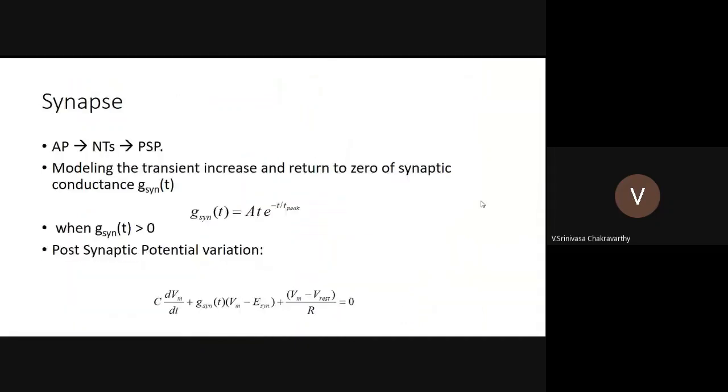The neurotransmitter affecting a conductance is modeled by this function. G_syn is the conductance, and basically the conductance briefly increases and again comes back to a low value, to zero. That is because these channels open because of the neurotransmitter and then close again. That is captured by this function, and you can easily guess it looks like this.